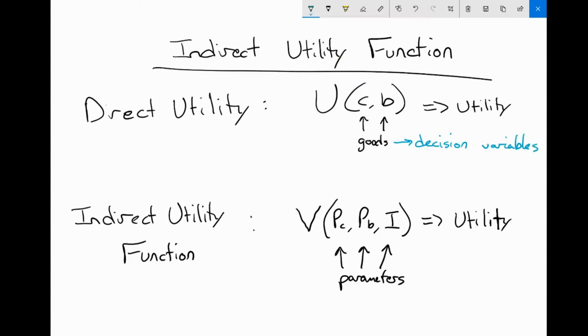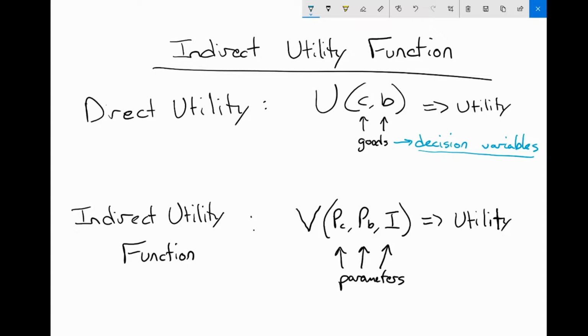Okay, so the direct utility function is a function of the decisions. This is really important, that it's the decision. That's why we maximize the direct utility function, because we want to find what the agent will choose. That means we want to know how many cups of coffee and how many bagels that the agent will choose. These are the decision variables. The direct utility function gives us a utility as a function of the decision variables.